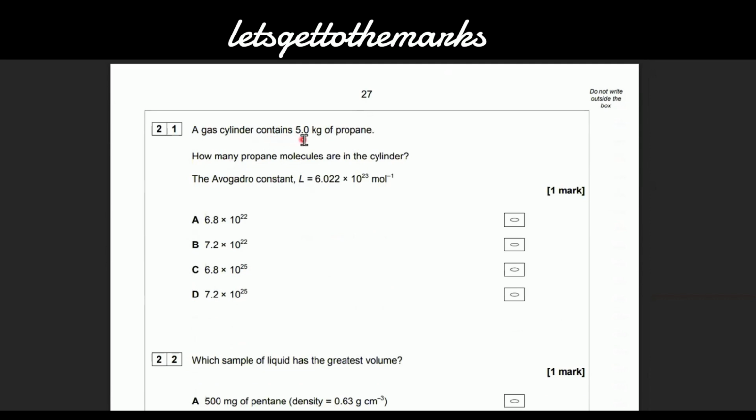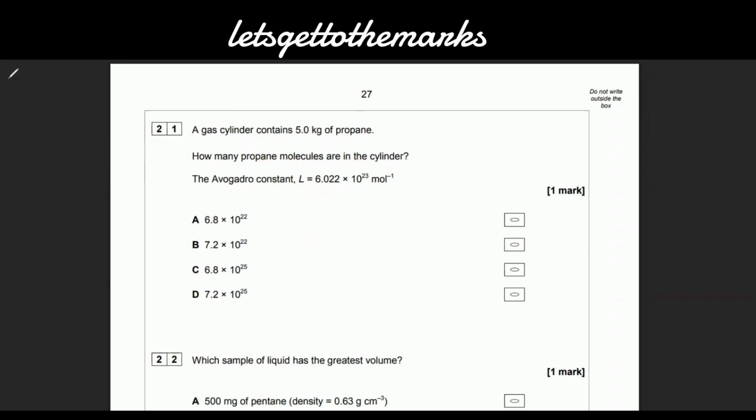A gas cylinder contains 5 kilograms of propane. How many propane molecules are in the cylinder? And we've got the Avogadro's constant, known as L. So this is nice and easy, isn't it? All we've got to do is work out my moles of propane and times L.